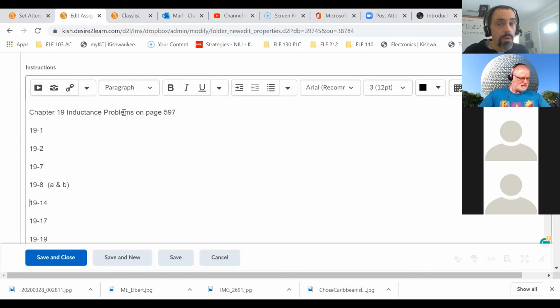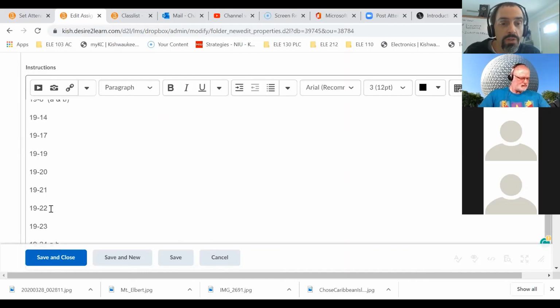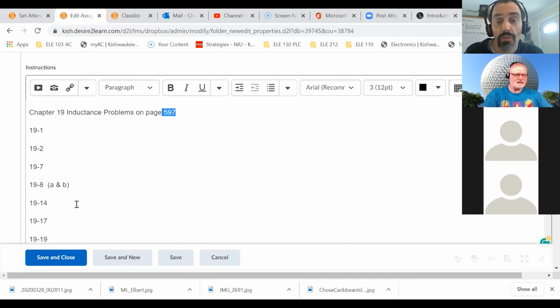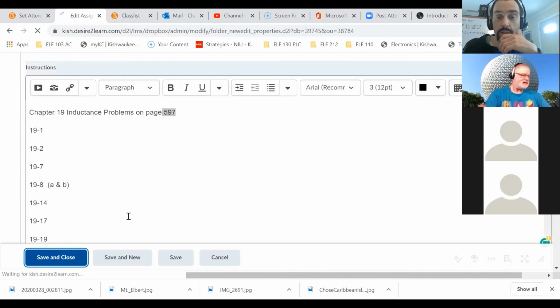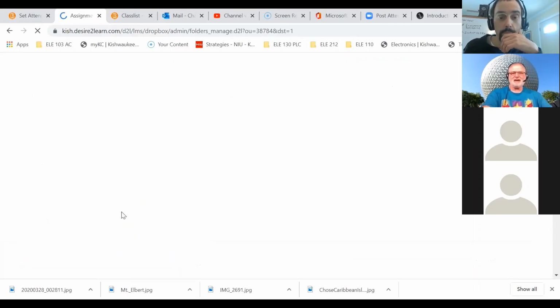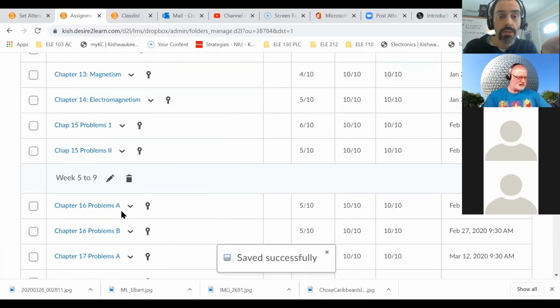I lost my book, but yeah, 597. Hopefully it's under 597. Check this for me. There's all the way up to 24. That's part A. So these inductive problems, this is what you're calling chapter 19 problems A and problems B. That's correct. Yes, problems A and B. These are due when? We're going to talk about that in a second.